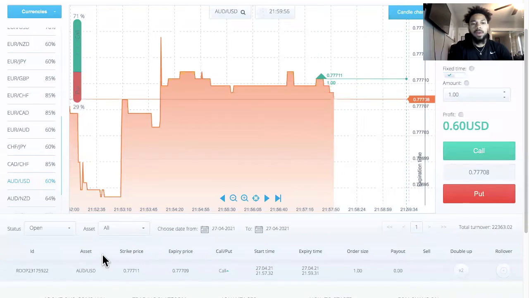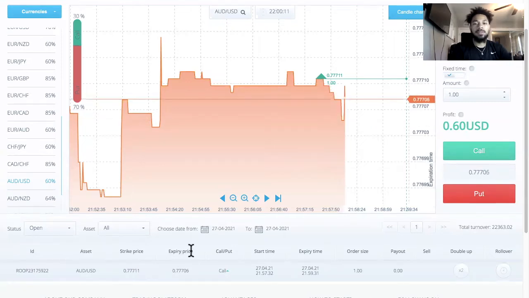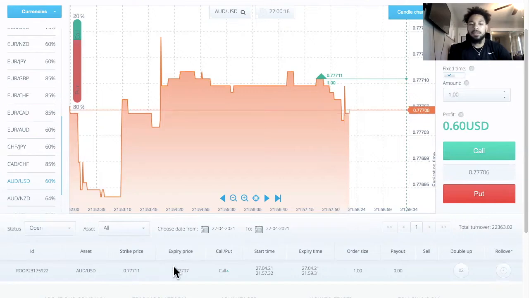Down below here, you have all of your details related to the trade that you are currently in. So I have my asset, which is the currency pair that I have selected. I have my strike price, which is the price that I got into the market. I have my expiry price, which is if time were to expire right now, whatever price that is. You'll see this price continues to move.